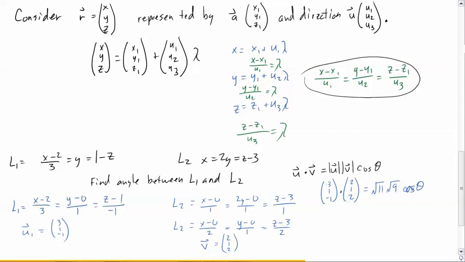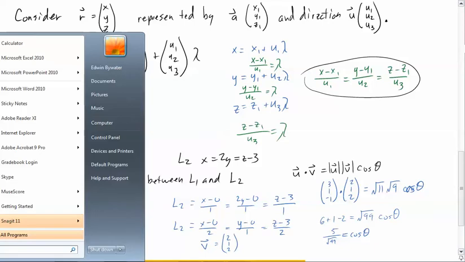And so now we do dot product. 3 times 2 is 6, plus 1 times 1 is 1, and -1 times 2 is -2, equals square root of 11, square root of 9. So that gives us the square root of 99. You can simplify that if you want, but it really doesn't matter because I'm going to be putting it into a calculator anyway. So 6 plus 1 is 7, minus 2 is 5, so it's going to be 5 over root 99 equals cosine theta.